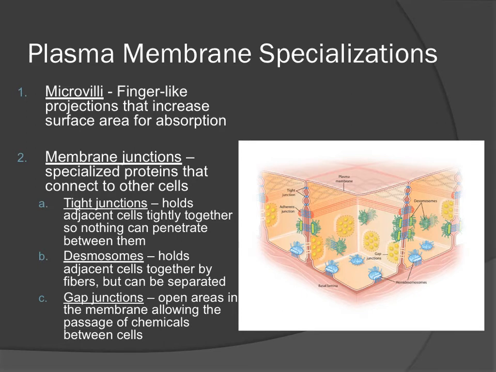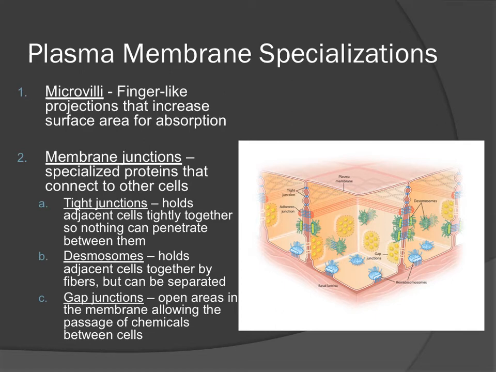Then we have some membrane junctions that are specialized proteins that connect to other cells. So you have your tight junctions that hold adjacent cells tightly together so nothing can penetrate between them. Keep in mind that they act as a barrier that regulates the movement of water and solutes between epithelial layers. Your desmosomes hold these adjacent cells together by fibers, but they can be separated.